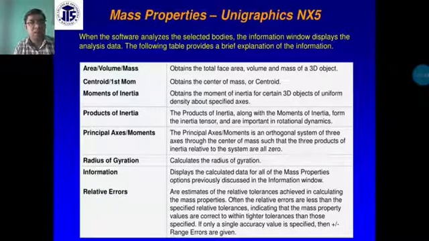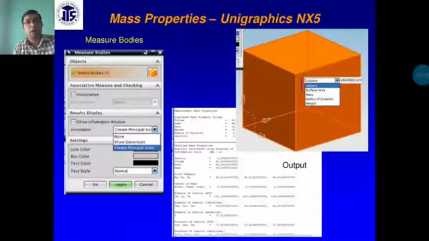These are estimates of the relative tolerance used in calculating the mass properties. Often the relative errors are less than the specified relative tolerance, indicating that the mass properties values are correct to within a tighter tolerance than those specified. If only a single accuracy value is specified, then the positive and negative range error are given here for the mass properties. A simple example of the mass properties in NX5 will also be given.